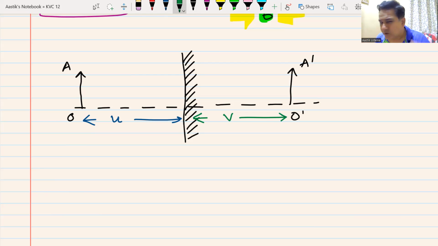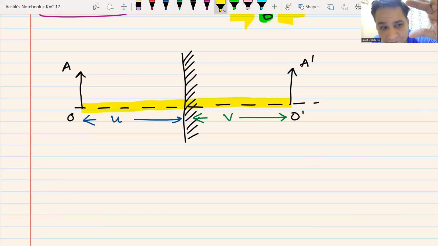If I join any point of the object with this image, and let us take for example this yellow line, the object O is here and the image is here, O dash, it is again perpendicular to the mirror. So all these points are valid. But now I have the height of the object. If the object is kept like this, I have height. If the object is kept like this, I have the length.